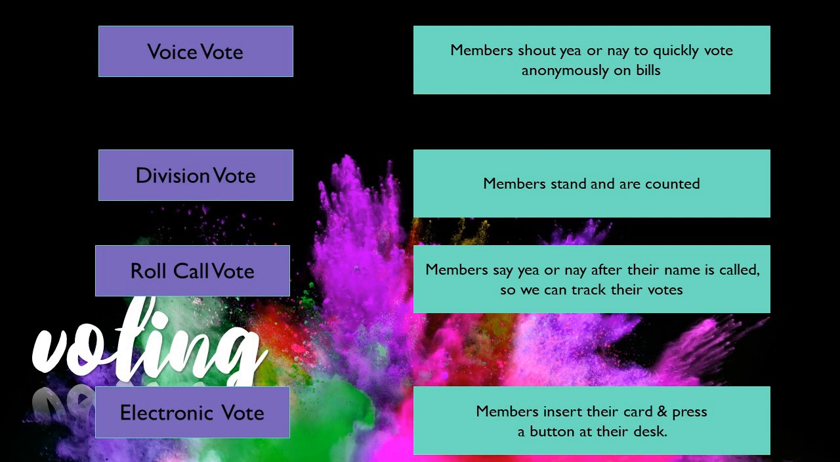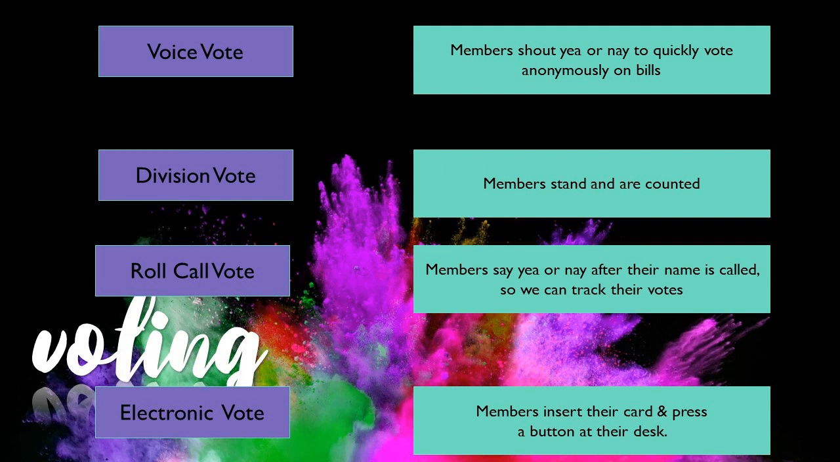The other thing besides a voice vote that we will see a lot is called a roll call vote. And with this, the Speaker of the House or the Senate Majority Leader literally goes down the list, says the congressman's name, and they say yay or nay. And this way, it's not anonymous. We can track each person's vote, and we know how each person voted on an issue.